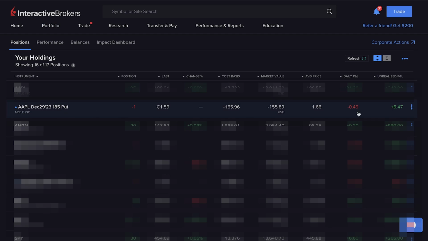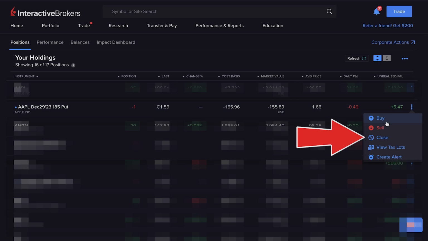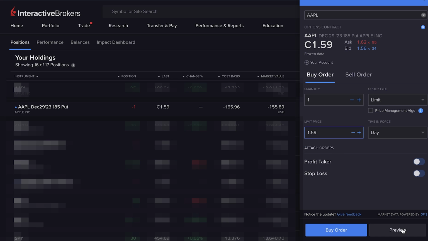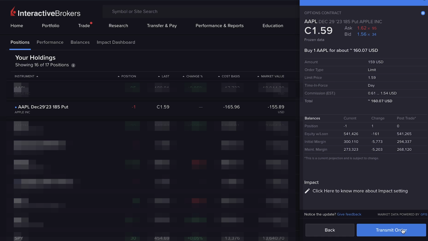So with that in mind, let's see how we can close an option position. If you are using the web, just look for the contract in your portfolio, click on the 3 dots on the right, then click close. Then everything is the same here. You enter in the limit price, click preview and submit your order. I will also show you how to do it on the mobile just in case you need it.